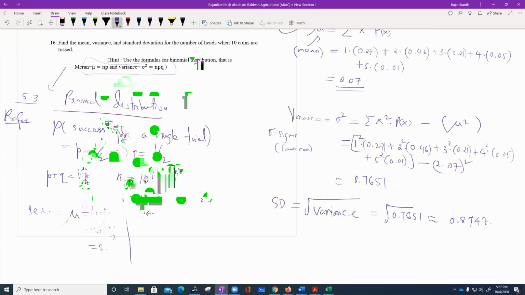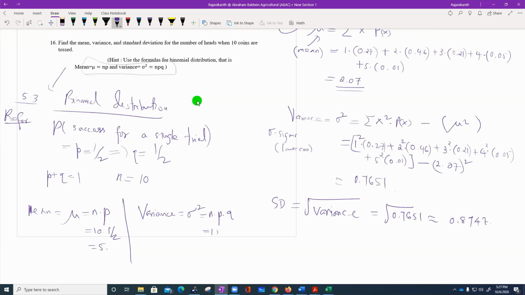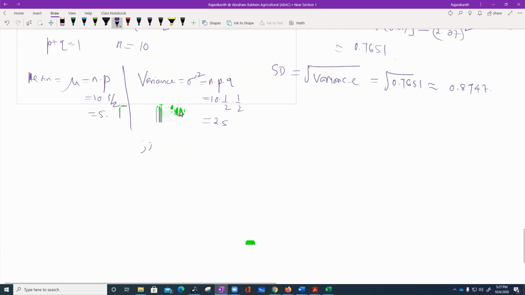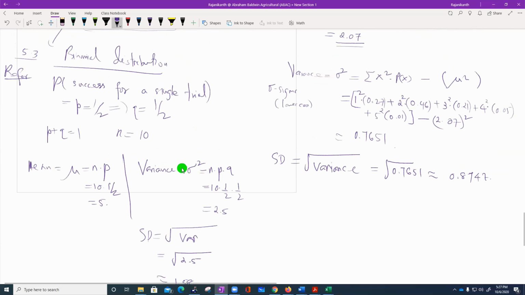Then how do you find the variance? The variance formula says sigma squared is n times p times q. n is again 10. The probability of success is half. The probability of failure is also half. So simplify this. That is going to be 2.5. Once you know variance, it is always easy to find the standard deviation. Simply the square root of variance. So that is the square root of 2.5. Okay. And it should be 1.258. Okay. So this is a very, very easy problem, tossing a coin.